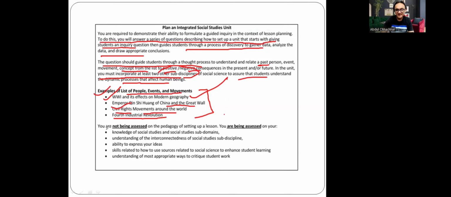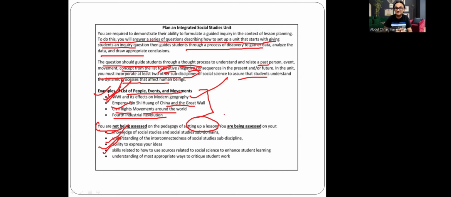As I said, this information is most important. You are not being assessed on the pedagogy of a lesson plan, note it down. They are not looking at your format. You are being assessed on knowledge. That means you are able to answer these questions, understand the interconnected social studies, and integrate them. You are able to express ideas, innovative ideas, and skills related to how to use sources, primary source, secondary source, while you are implementing.